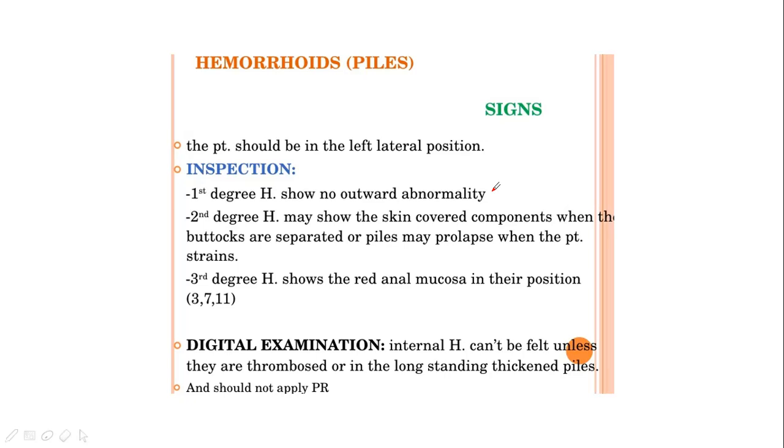Hemorrhoids, or piles, basically show signs. The patient should be in the left lateral position. How would you examine the patient? First, you have to place the patient in a specific position. This is called the left lateral position. The other positions are the lithotomy position and the knee-elbow position. The modified left lateral position is called the Sims position. You have to put the patient in these different positions, so you should know about the left lateral position.